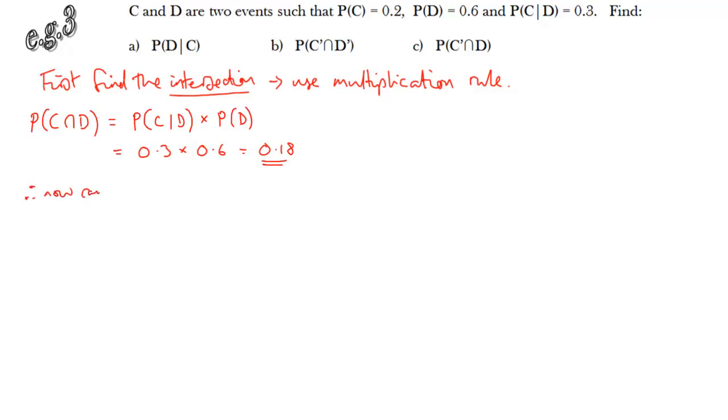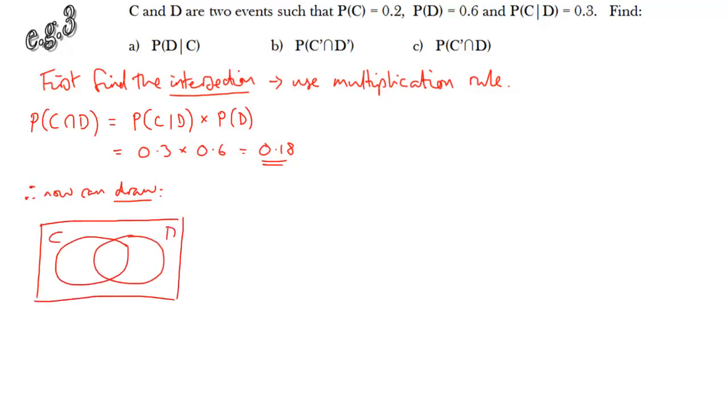From the values that we're given, we get 0.18 is the intersection, and that means that we can draw a Venn diagram. So if we go ahead and do that, straight away we can put 0.18 in for the intersection, and the rest of the diagram, as before, we work out by subtraction. So the probability of C is 0.2, so if we subtract the intersection from that, we get 0.02, and that gives us that region.